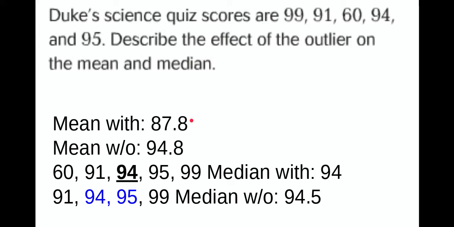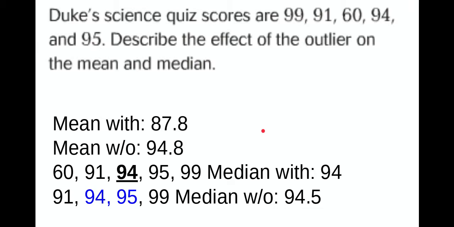If we took that outlier out and we just did 99, 91, 94, and 95, added those four numbers together, got a sum, then divided by 4, we would have 94.8. So the first one, we added 5 numbers together and divided by 5. The second one, we added the 4 numbers, without the 60, and divided by 4.